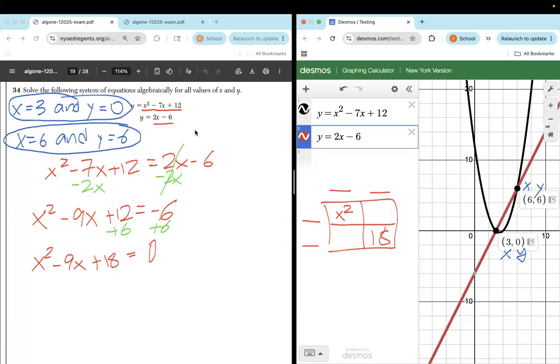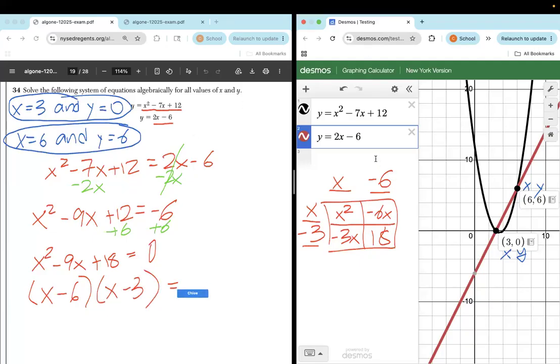So it's just going to be a bit of trial and error. You can list out factor pairs of 18, play around with the positives and negatives, but it's going to be negative 6 and negative 3. Those will multiply into 18, and they will also add up to negative 9, which is what I want over here. Okay, so the factors are x minus 6 and x minus 3.